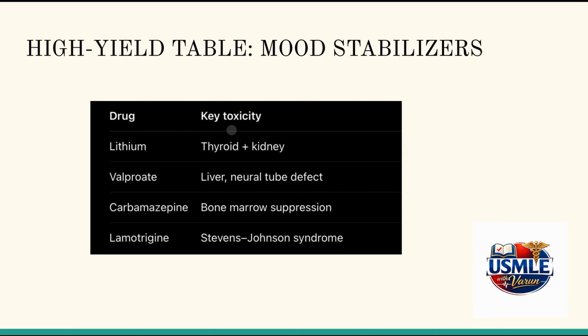Mood stabilizers. Lithium causes thyroid toxicity and kidney toxicity. Valproate causes hepatotoxicity and neural tube defects in pregnant women. Carbamazepine causes bone marrow toxicity, and lamotrigine causes skin toxicity, presenting as oral ulcers. Typically, it can be a case of Stevens-Johnson syndrome when there is lamotrigine toxicity.